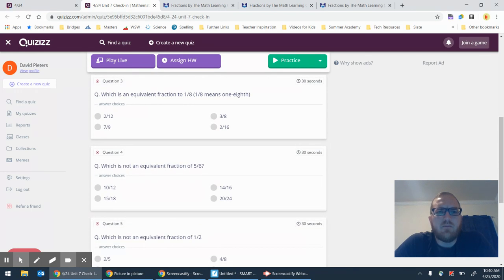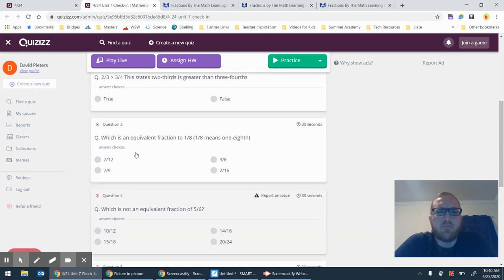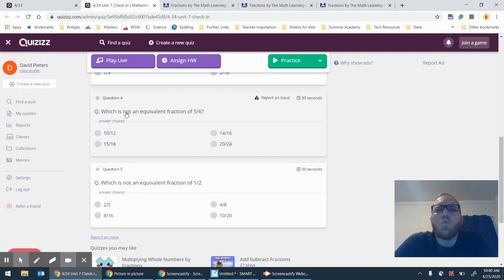Now, question number 4 down here. Which is not an equivalent fraction of 5/6? So not. Now, once again, we want to look to see if there's any that stick out as ones that we could get rid of. And right off the bat, they all seem like they're pretty close. They're all fractions that are close to a whole, so they could all be possible. But once again, if you know your multiplication facts, it makes it a little bit easier to find these.